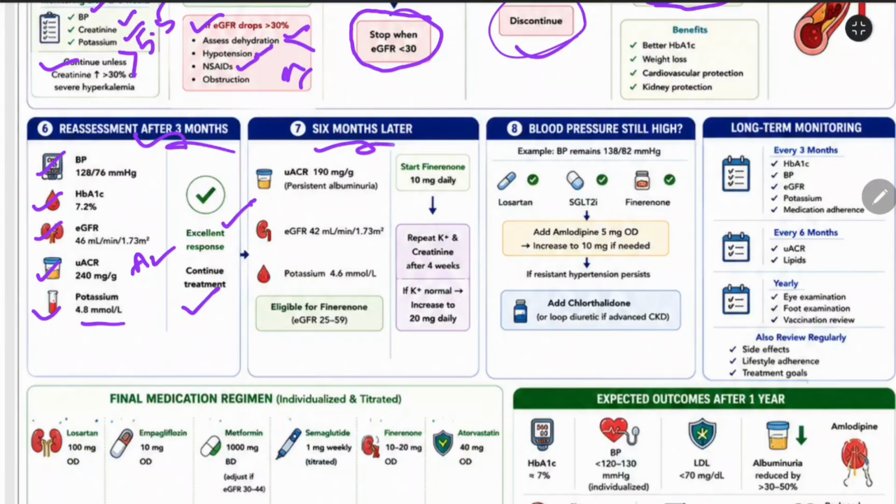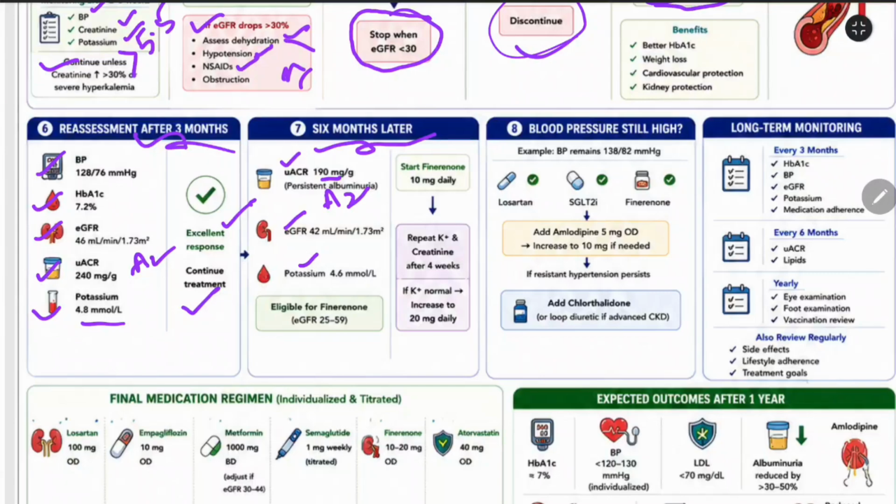Now 6 months later, again we are evaluating the patient. Now the UACR is 190, again in the A2 range only. And eGFR is 42. The patient is stable, slightly reduced. How much? It is 8 to 10% reduced, and that is acceptable.